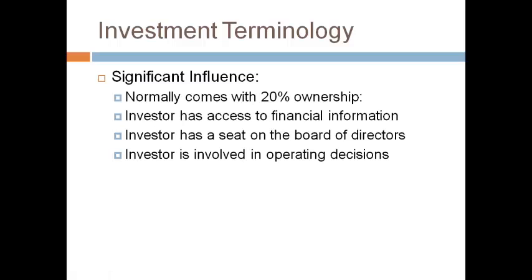There are two main things that determine how an investment is accounted for. The first is whether or not the investor has significant influence. An investor that owns at least 20% is considered to have significant influence unless they cannot obtain financial information and can prove they do not have any influence on the operations of the company.